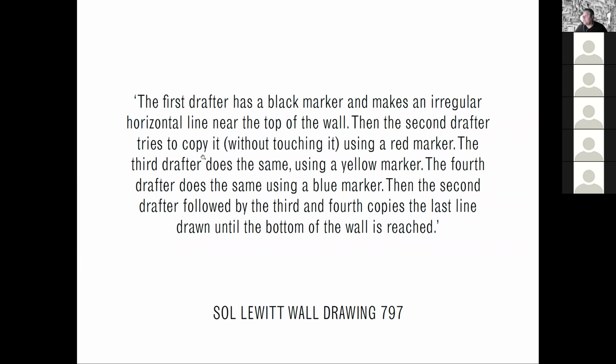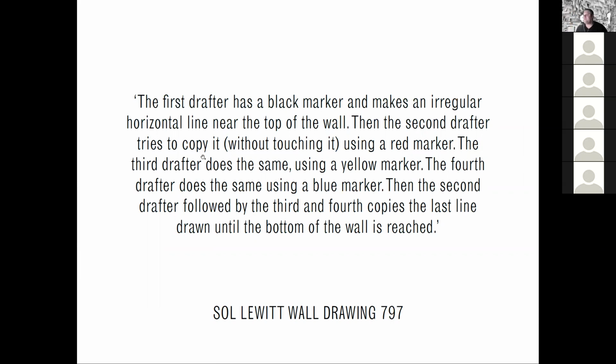All right, here's wall drawing 797. This is a very famous one. This one's a little more involved, but again, it's an algorithm. It's a step-by-step set of instructions. The first drafter has a black marker and makes an irregular horizontal line near the top of the wall. So it makes a horizontal line across the wall, but an irregular one, so it's not straight.